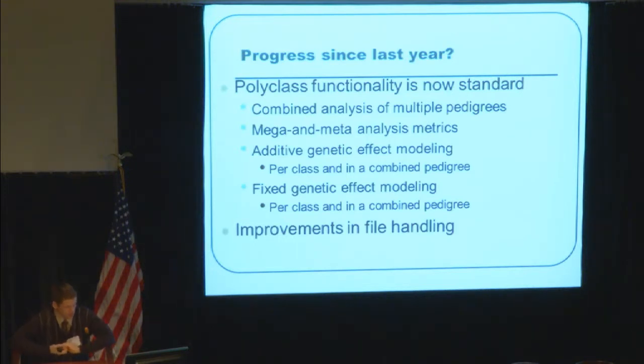What have we done since last year? Last year we primarily spent on improving the polyclass functionality, and now the polyclass functionality became standard in SOLAR. Basically, polyclass functionality provides for combined analysis of multiple pedigrees of both related and unrelated individuals. And it provides both mega and meta analytical metrics. It also provides for additive genetic effect modeling that can be performed either per class or in a combined pedigree, as well as for the fixed genetic effect modeling that can be performed per class or in a combined pedigree.